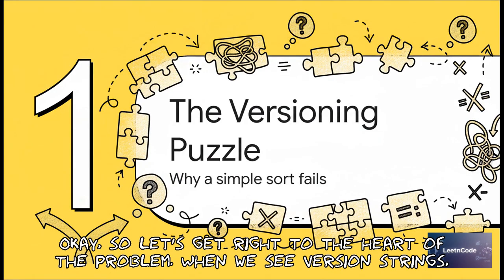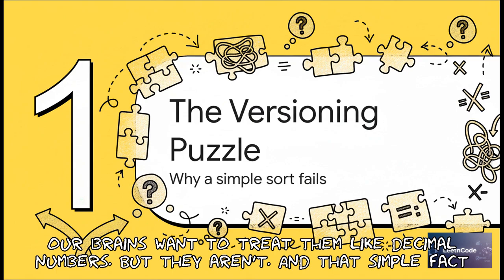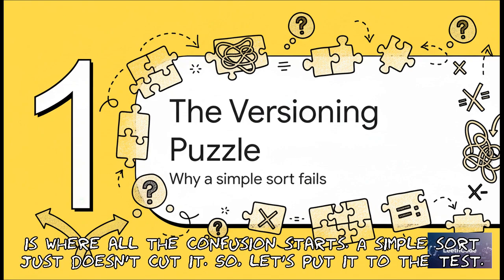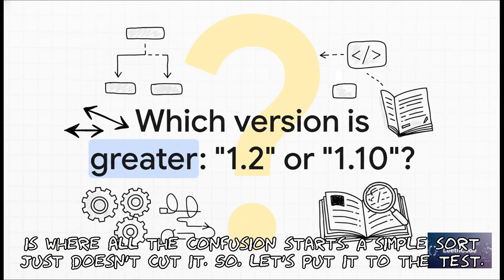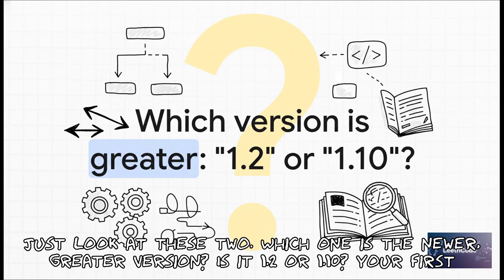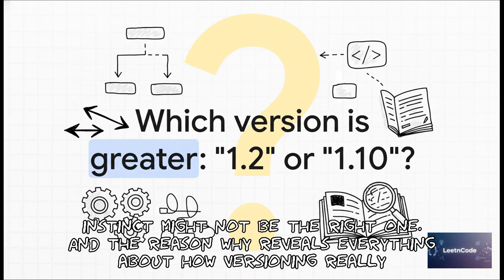Okay, so let's get right to the heart of the problem. When we see version strings, our brains want to treat them like decimal numbers. But they aren't. And that simple fact is where all the confusion starts. A simple sort just doesn't cut it. So, let's put it to the test. Just look at these two. Which one is the newer, greater version? Is it 1.2 or 1.10? Your first instinct might not be the right one, and the reason why reveals everything about how versioning really works.